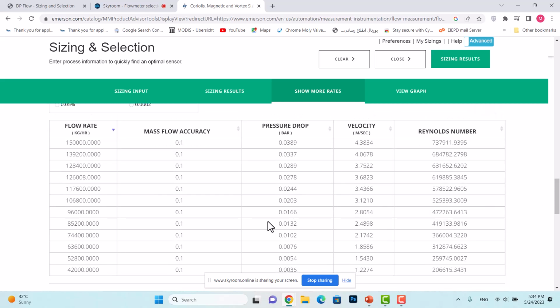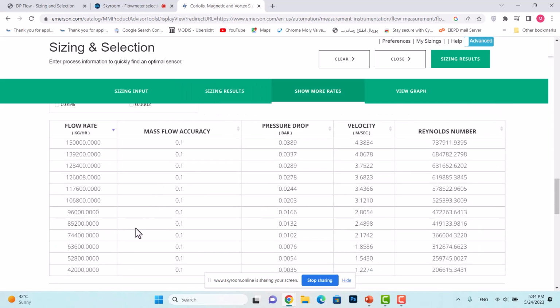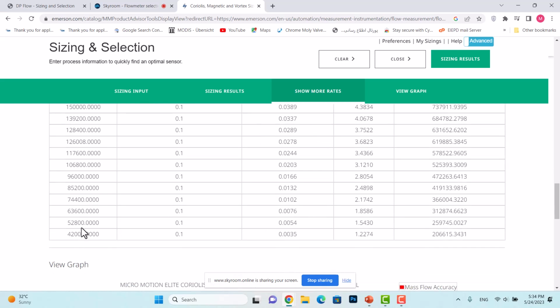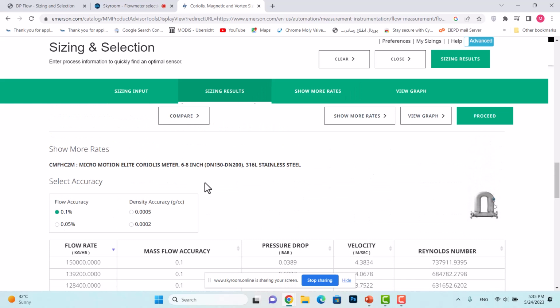So here, for this flow meter, based on different flow rates, there are different pressure drops from the minimum to the maximum flow rate. Of course, the pressure drop changes, and here we can see the velocity. Our normal flow rate is this value, 126 tons per hour, and the velocity is 3.6 meter per second. It's a good match, and these flow meters could be used for our application.